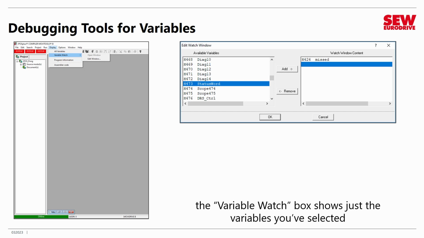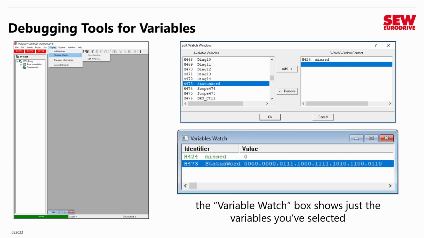And what will happen is when you're using this, instead of seeing all 1024 variables updating in real time, you will just see the ones that you're interested in updating in real time. And they'll actually update faster because, of course, it's not having to watch as many.